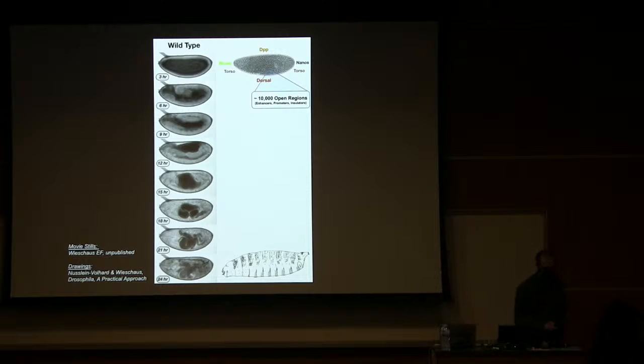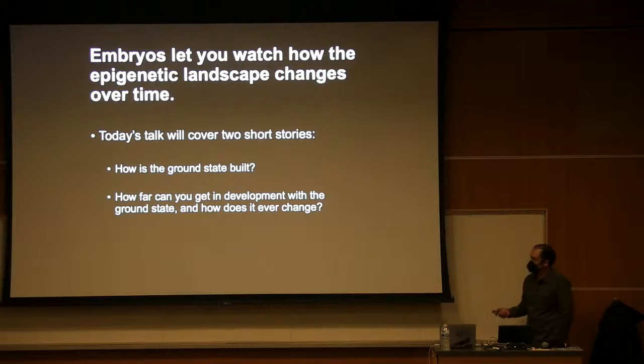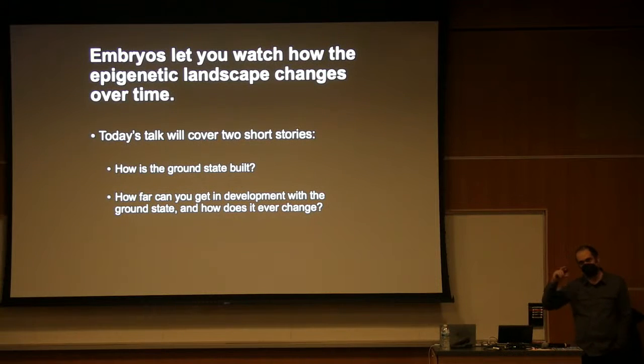And so in today's talk, I want to tell you about two stories where we've been harnessing these sorts of advantages to understand two questions. One is how is that initial ground state of chromatin structure built? And how far in development can you get given that initial ground state? And how do changes ever arise as cell type specific changes are installed?